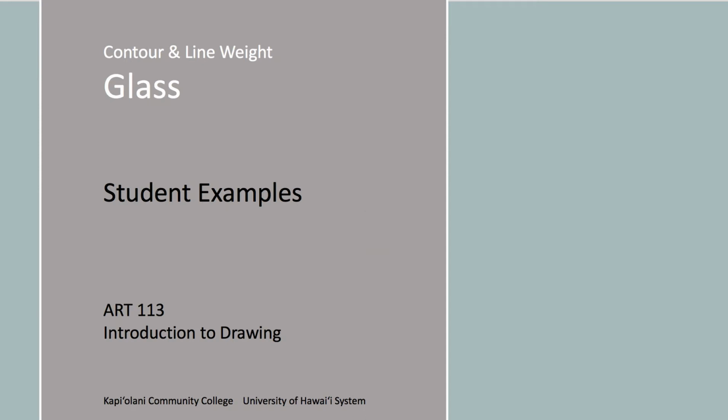Okay, in this exercise, we're going to be taking everything we've learned so far about observing contours and edges and boundaries, as well as different weights and expressive qualities of line. We're going to apply them to a complex image of glass bottles. I'm not going to give you a demo this time. I'm just going to show you some examples of student work. I think it's pretty self-explanatory.